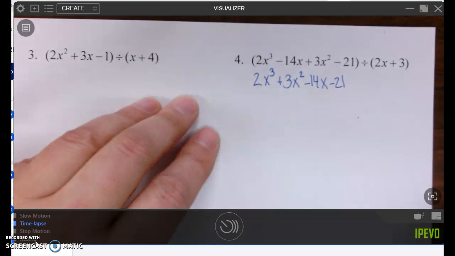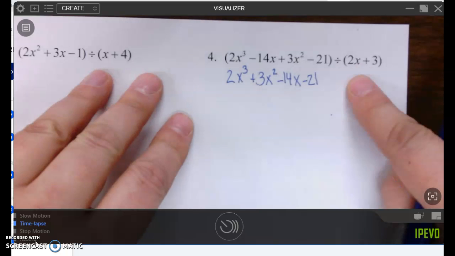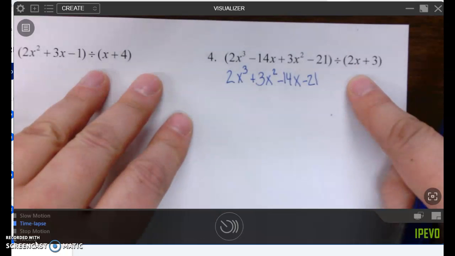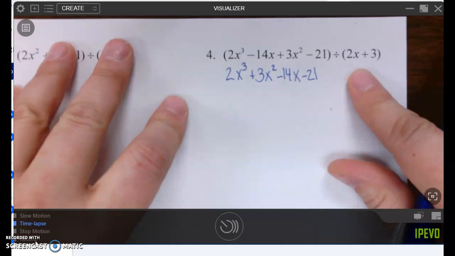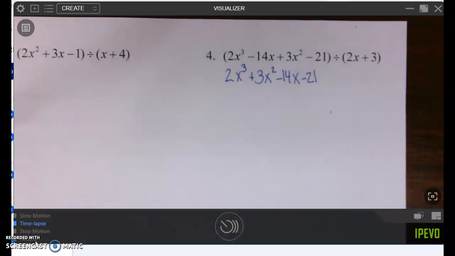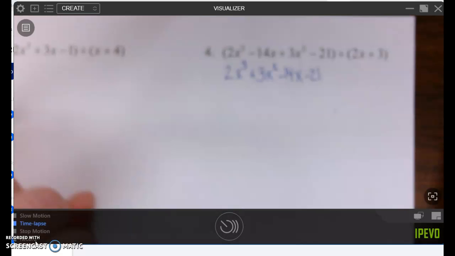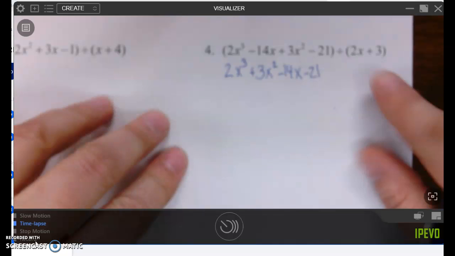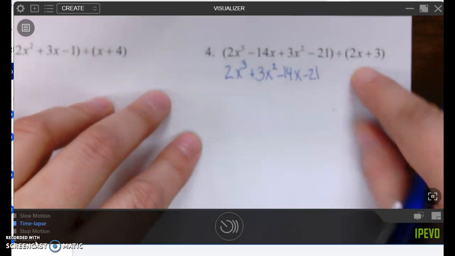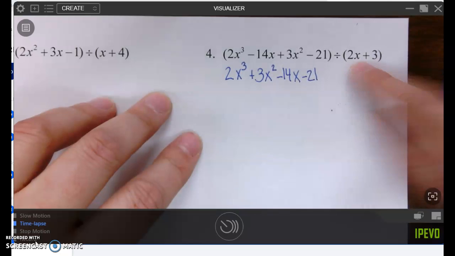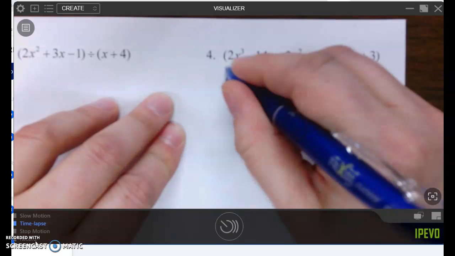Now, if there's a 2 in front of the number that you're dividing by, or any number besides 1 in front of the number that you're dividing by here, you have to do long division. And so when we look at the synthetic division, here on Thursday, you wouldn't be able to do a problem like this with synthetic division because there's a number other than 1 in front of the x of the divisor. But for now, you don't need to worry about that.